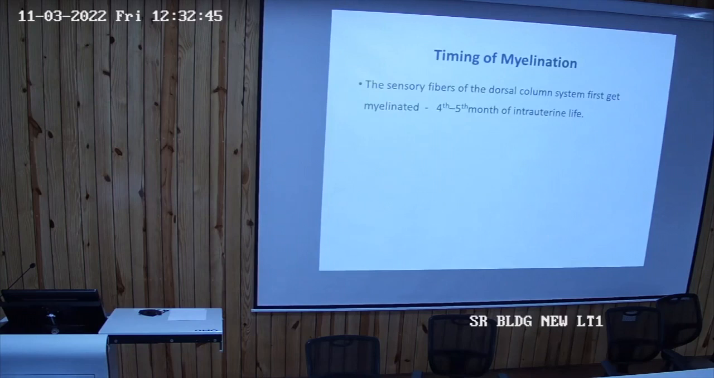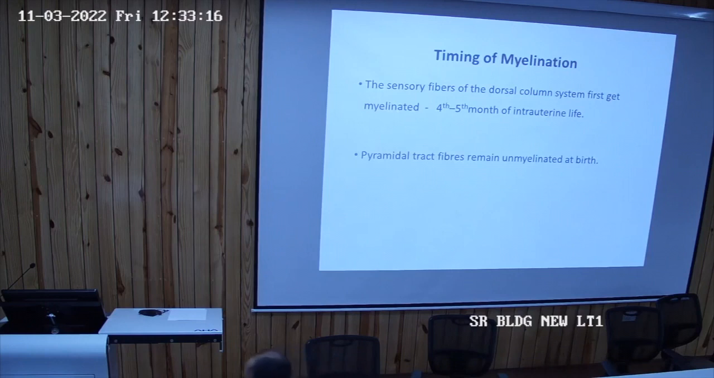What is the timing? The sensory fibers that carry information, that is the dorsal column. When you study the CNS, the dorsal column will be taught to you under touch and temperature. So the sensory fibers of the dorsal column are supposed to myelinate at 4 to 6 months of intrauterine life. After that the motor tract, that is the pyramidal tract, myelinates.